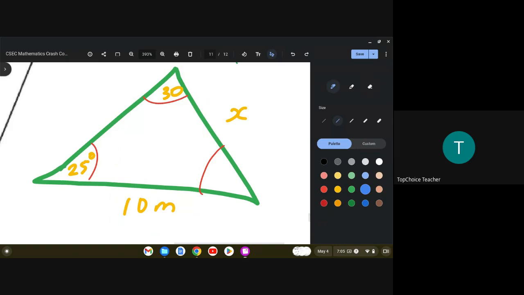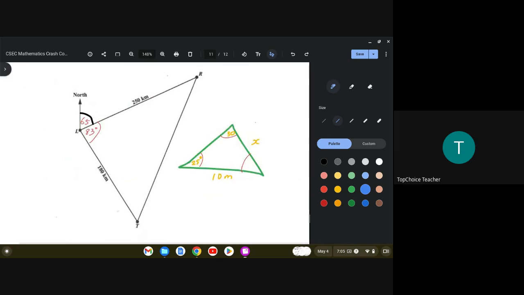In the event that you do not have a matching pair, you have to use the cosine rule. That is how to tell when to use the sine rule and when to use the cosine rule. In this question, if I were trying to find x, I would use the sine rule because I have a matching pair. Let me show you what a non-matching pair looks like by looking at our question.